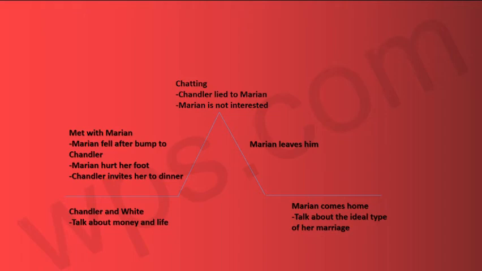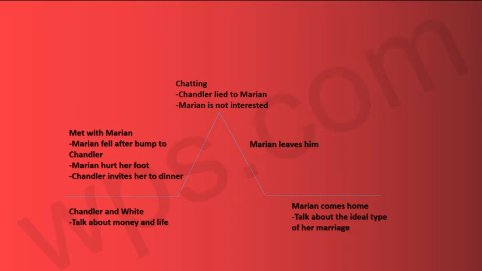So why does Marian not like him? What happened after Marian does not like Chandler? Here in the falling action, Marian leaves him. Why did she leave him? Like they were having a good dinner, so why did she leave him?